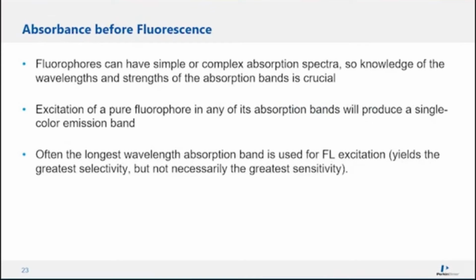Other key points to keep in mind when doing fluorescence detection is that fluorophores can have a simple or complex absorption spectra. So knowledge of the wavelengths and the strengths of the absorption bands is crucial. Excitation of a pure fluorophore in any of its absorption bands will produce a single color emission band. Often the longest wavelength absorption band is used for fluorescence excitation, which yields the greatest selectivity, but not necessarily the greatest sensitivity.